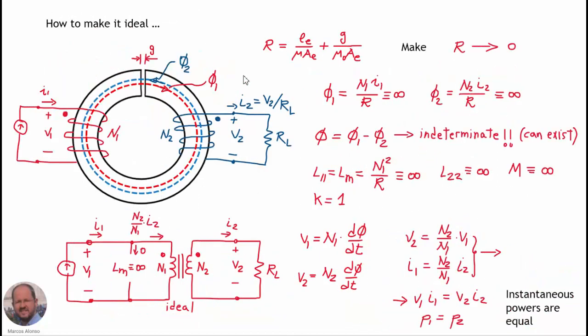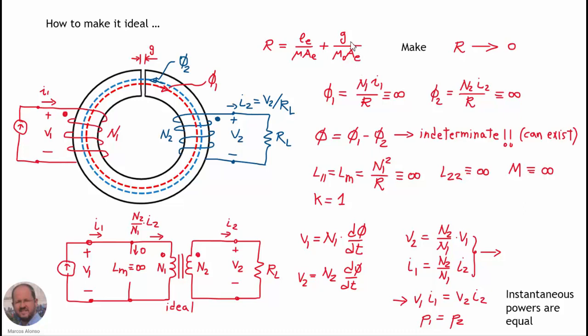And finally, how to make the transformer ideal, and what is really an ideal transformer. In order to make the transformer ideal, what we have to do is to make the reluctance of the core equal to 0. We can do this in various ways. One way is to have a core with a very high value of the cross-sectional area. If AE is very high, tends to infinity, then the reluctance is going to tend to 0.